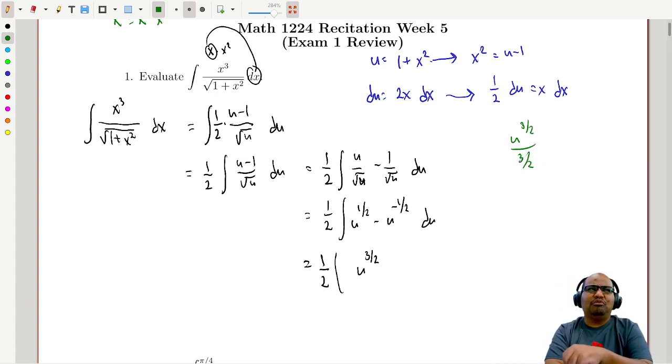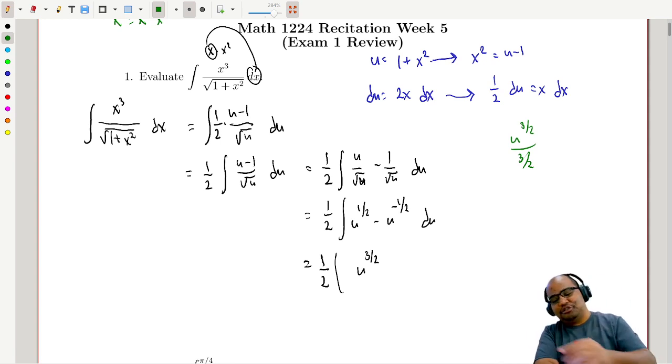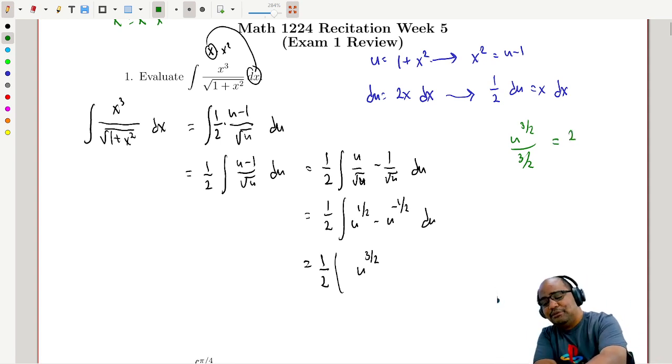But I really don't like this kind of fraction over fraction kind of thing. And so what are we going to do? How do we divide fractions? All right. Keep, change, flip. That's the action. Okay. And everyone knows that's how we divide fractions. So we're going to multiply by the reciprocal. 2/3, u to the 3/2.